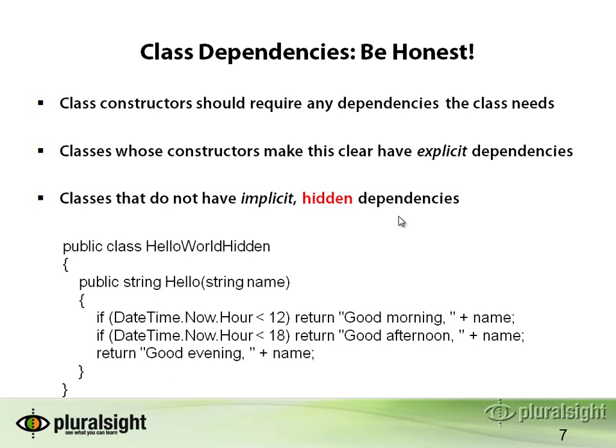So for example, here's a class called Hello World Hidden that has a hidden dependency on the system clock. And so it'll work a certain way in the morning, and another way in the afternoon, and another way in the evening, but there's no way for you to alter that dependency. In this case, it's violating the open-closed principle in that if you wanted to change the logic for the dates or the times of day when it does its thing, or if you wanted to be able to test it in some way that lets you run all three paths through the method without having to run your tests at different times of day, you would have a hard time doing so.